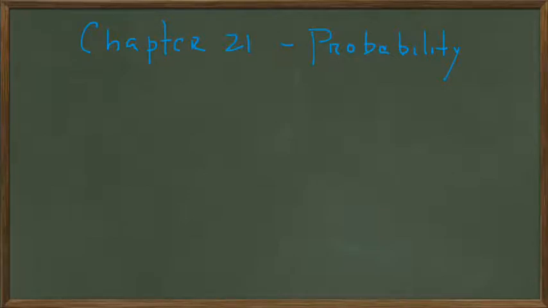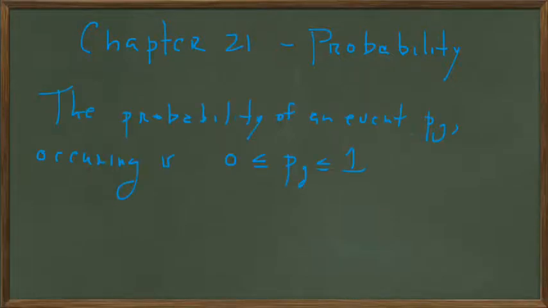But before we can get to the physical chemistry type problems, we first need to learn the basics of probability. So let's start with first a definition of what is probability. So first we know that the probability of an event, which we'll designate as P sub j, occurring is a number between 0 and 1, identified by this inequality.